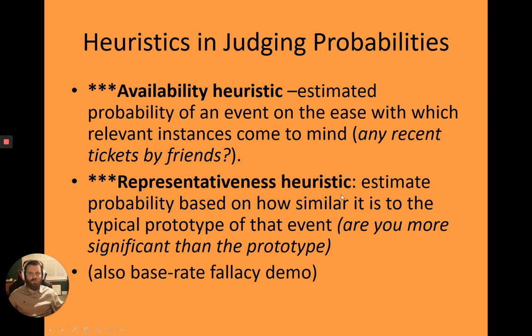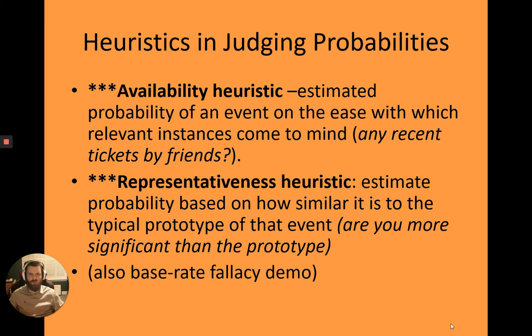Two other pretty key terms. I see these pop up on AP exams pretty much every year. These are special forms of heuristics and how we evaluate probability. And so one thing known as the availability heuristic is when we estimate the probability of an event based on the ease with which relevant instances come to mind.